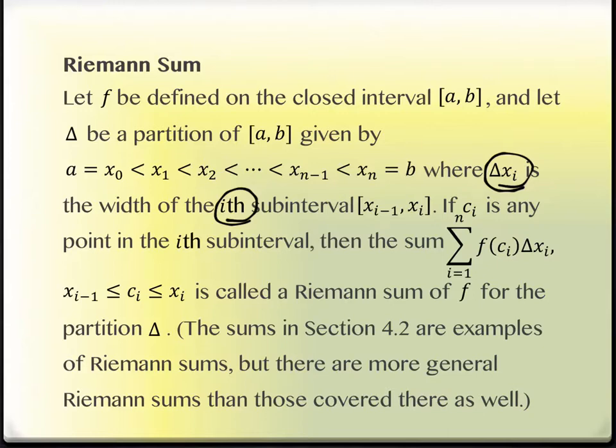Very generalized. Then the sum from i equals 1 to n of f of c sub i times delta x sub i. We saw that notation last time. This is the height times the width. That's what you're seeing happen here for each interval. It is called the Riemann sum of f for our partition delta. The sums that we did in section 4.2 were examples of Riemann sums, but there are more general Riemann sums than those covered there as well.